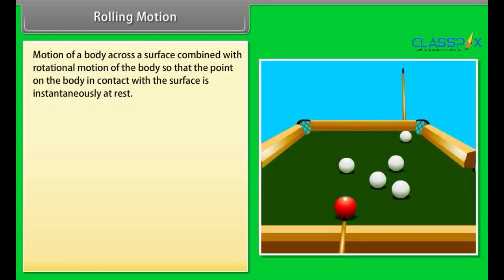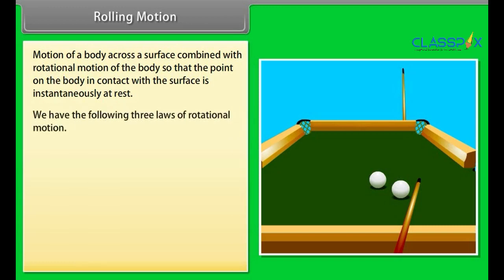Rolling motion. Motion of a body across a surface combined with rotational motion of the body so that the point on the body in contact with the surface is instantaneously at rest. We have the following three laws of rotational motion.